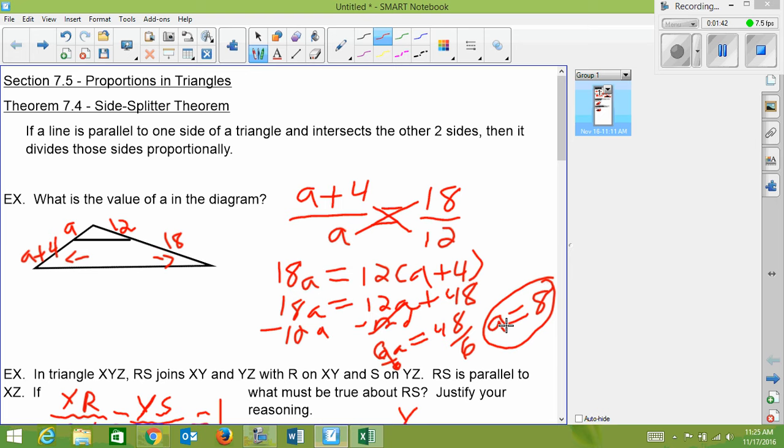Because the side splitter theorem says that if I have that parallel line and it crosses both other sides, it's going to be proportional. I can go ahead and set up a proportion to solve that.